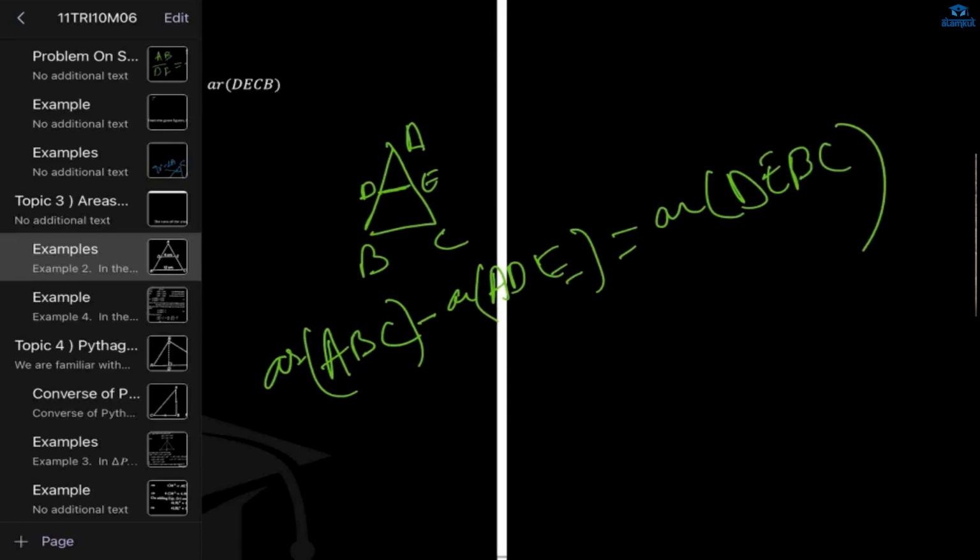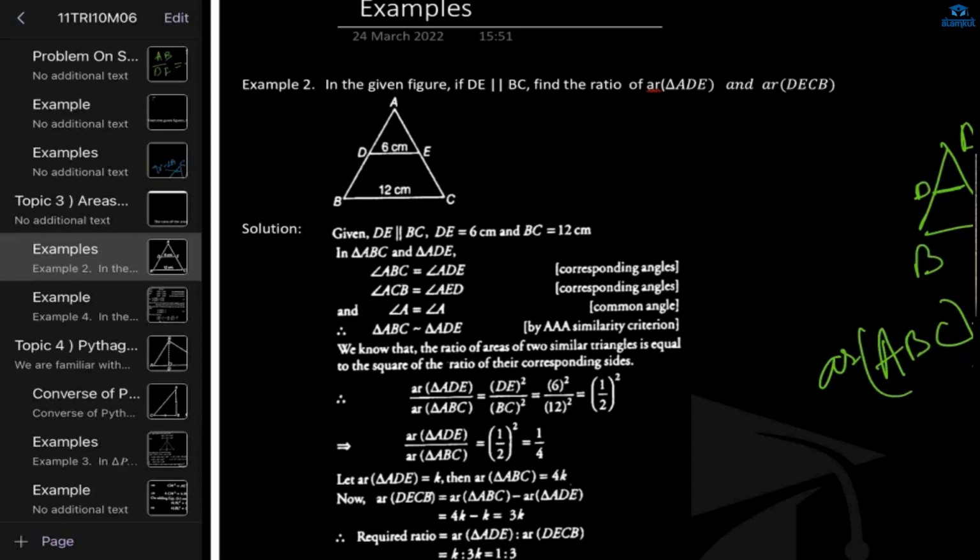Now how can we find the ratio of both the triangles? For that we need the sides. But before that we need to prove that both the triangles are similar, because only if both the triangles are similar can we apply the similar triangle area theorem. Now to prove both the triangles similar, here you can see DE is parallel to BC.